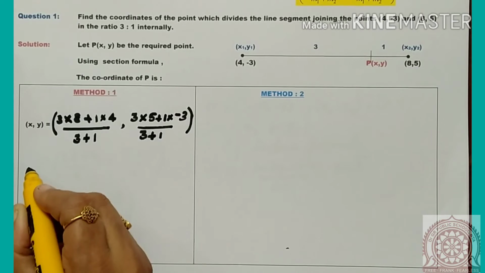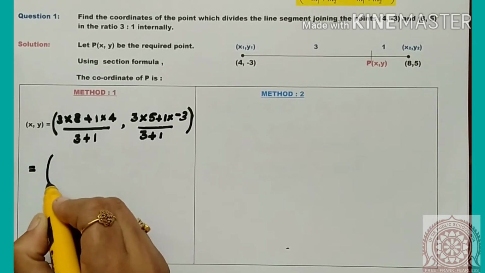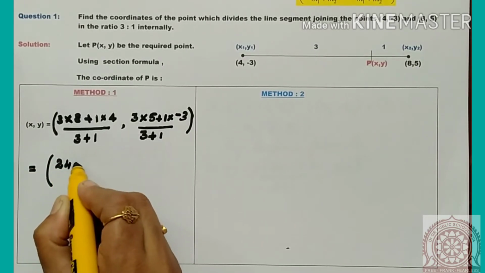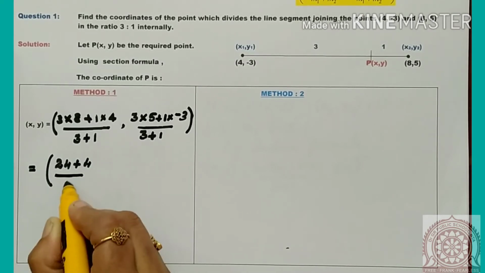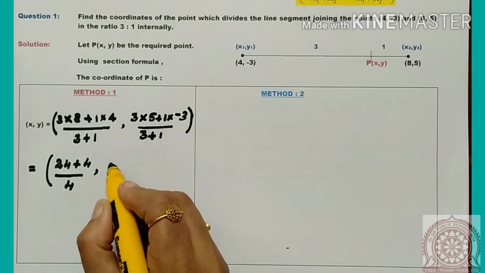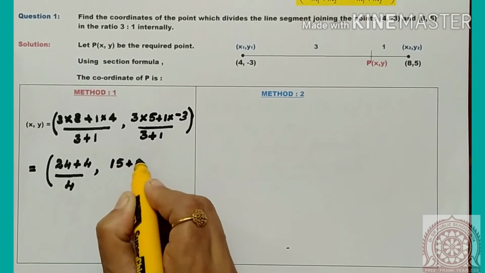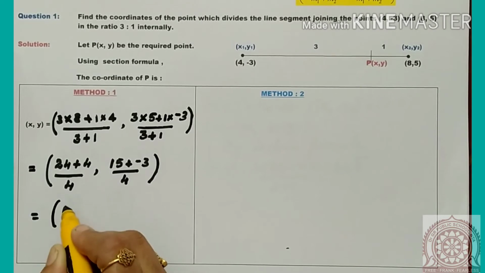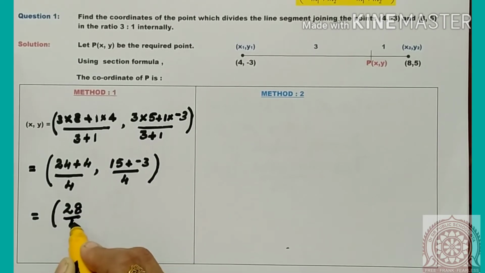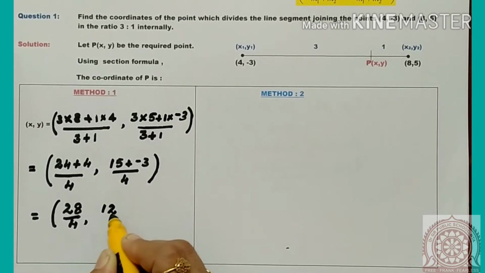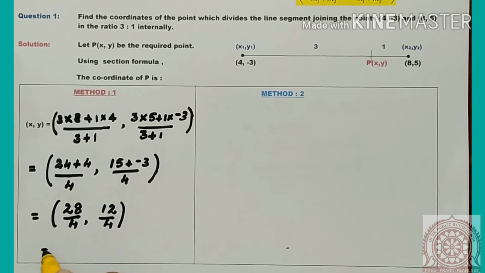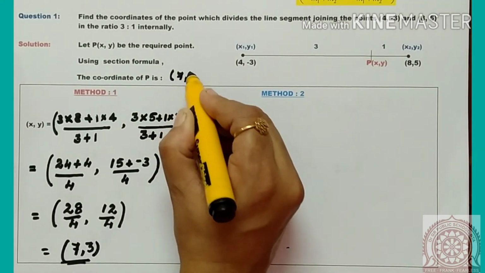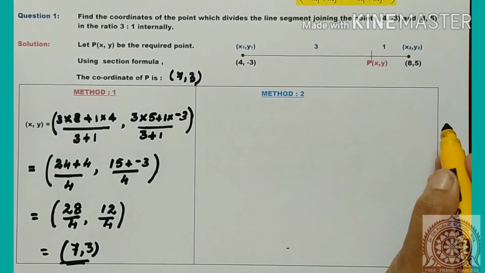That is the direct method, which is equal to (8 times 3 is 24, plus 4) divided by 4, comma, (5 times 3 is 15, plus -3) divided by 4. So the answer is 28 by 4, and 15 minus 3 is 12 by 4. So you got the answer as (7, 3). So the coordinate of the point P is (7, 3). I hope you understand this direct method.